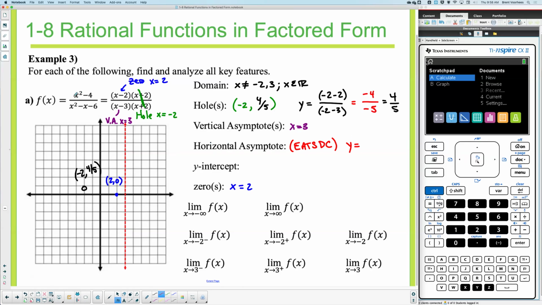How many x squareds do I have in the numerator? Oh, 1. How many do I have in the denominator? So it's 1 divided by 1. What is 1 divided by 1? Okay, let's add that to the graph. Horizontal asymptote. Horizontal goes that way. Put that on there. Y equals 1.